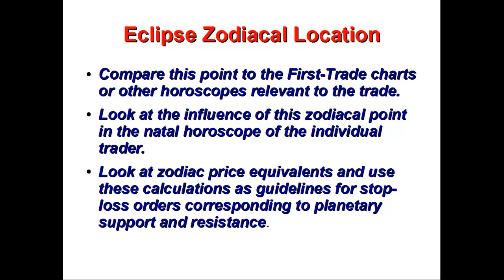And then finally, we look at what we call zodiac price equivalence to that particular position in the zodiac. And we use these calculations as guidelines then for setting our stop-loss orders in ways that can correspond to planetary price positions for support and resistance in the market that we are trading. This may sound a little complex. Essentially, this is some of the work that's outlined in the book Gann's Secrets Revealed. We talk about how these zodiacal positions relate to particular price points and how we go about calculating them in order to determine what's likely to happen with price movements of whatever it is that we are trading.